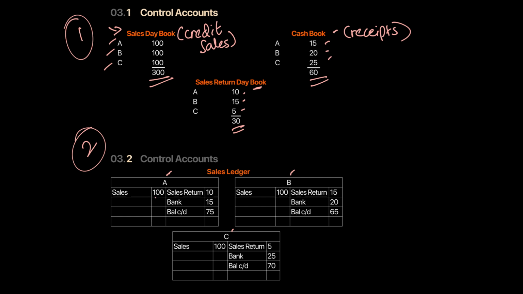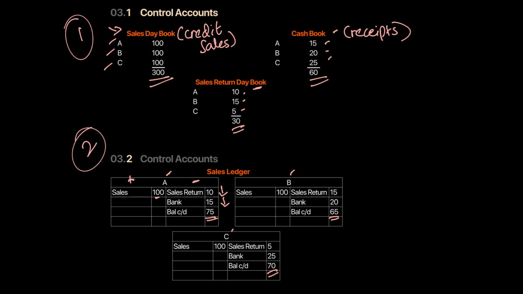Now I've written down the sale of A is 100, it goes on the debit side, it's an asset, they have to pay me money, and anything that they do which will reduce my receivable will go on the credit side. So when they return goods, my receivable goes down. When they pay me, my receivable goes down. So A owes me 75, B owes me 65, and C owes me 70.